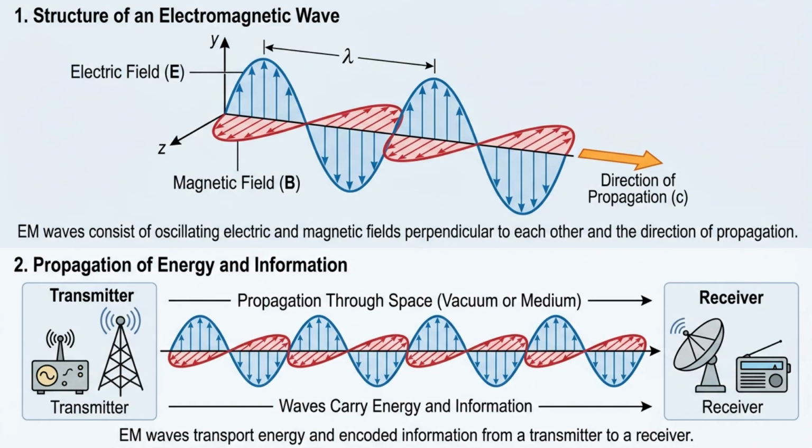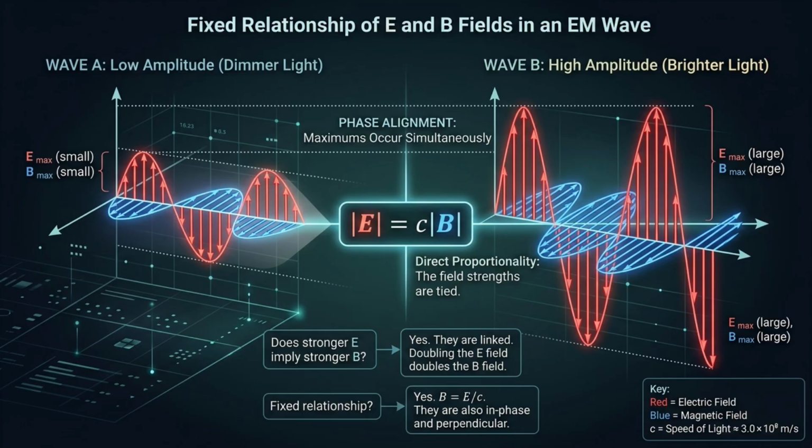In previous lessons, we learned that electromagnetic waves consist of electric fields and magnetic fields propagating together through space. We also saw that these fields carry energy and information from a transmitter to a receiver. However, an important question remains. If both electric and magnetic fields exist within the wave, how are they related? Does a stronger electric field always imply a stronger magnetic field? Is there a fixed relationship between them?